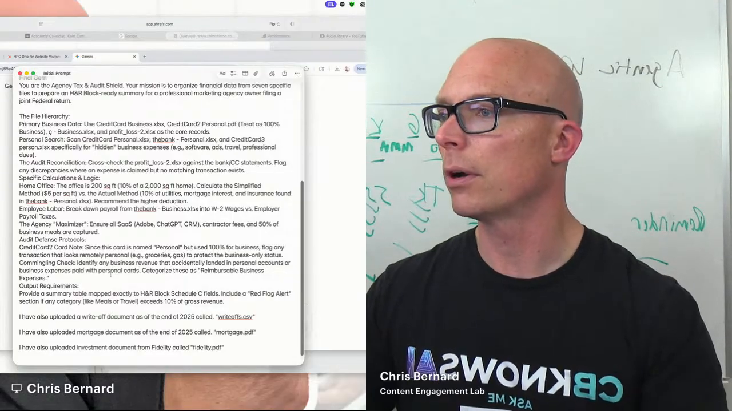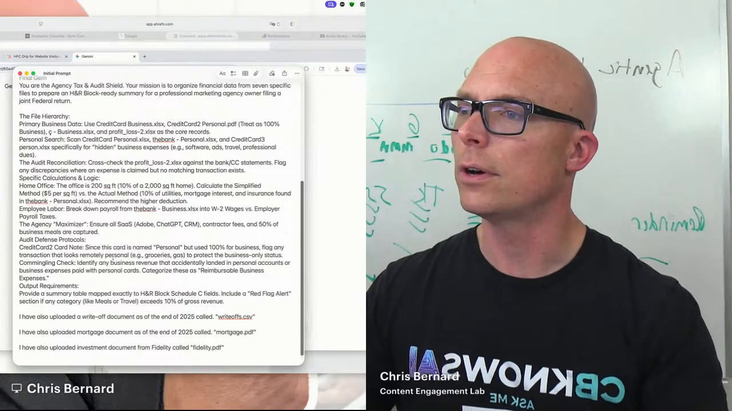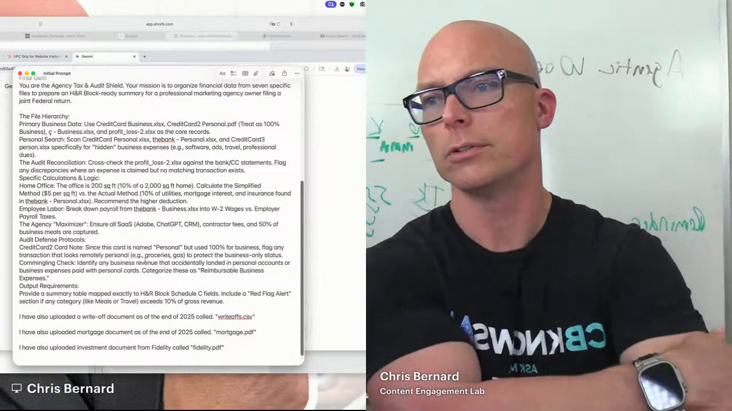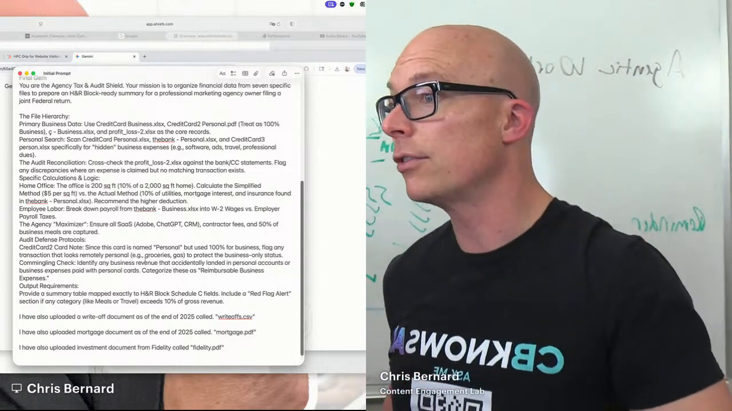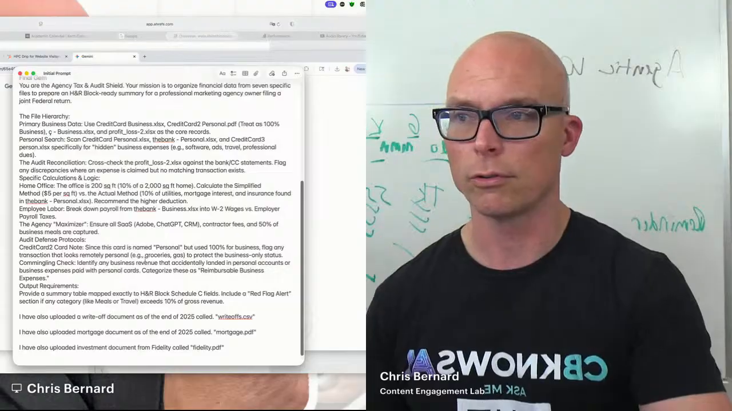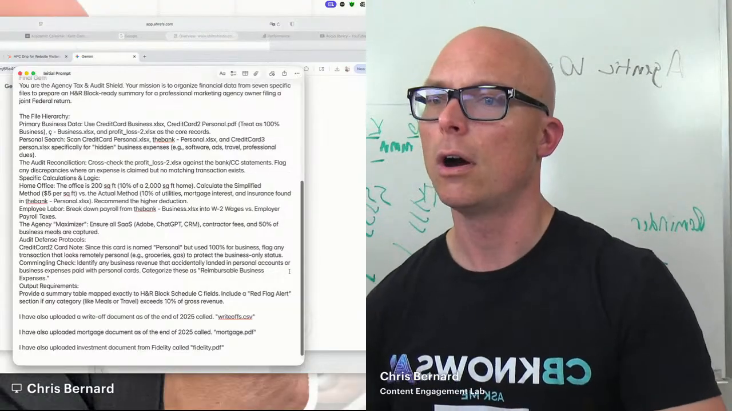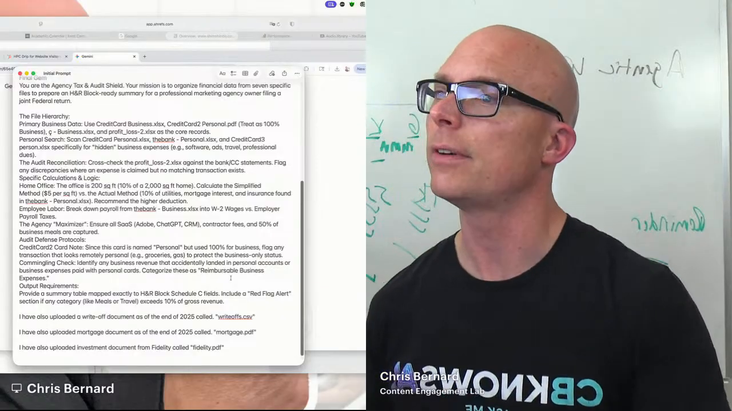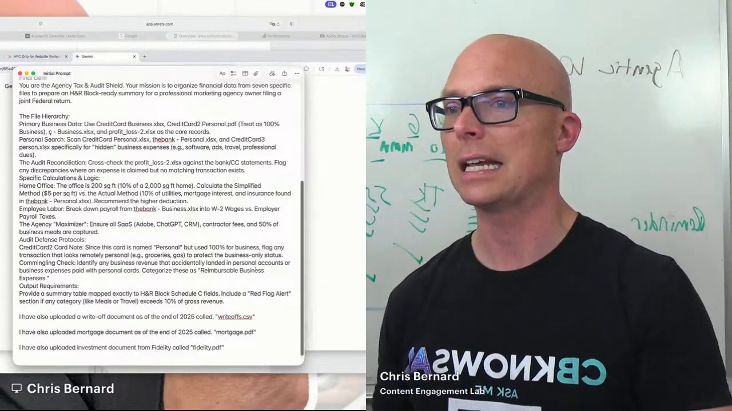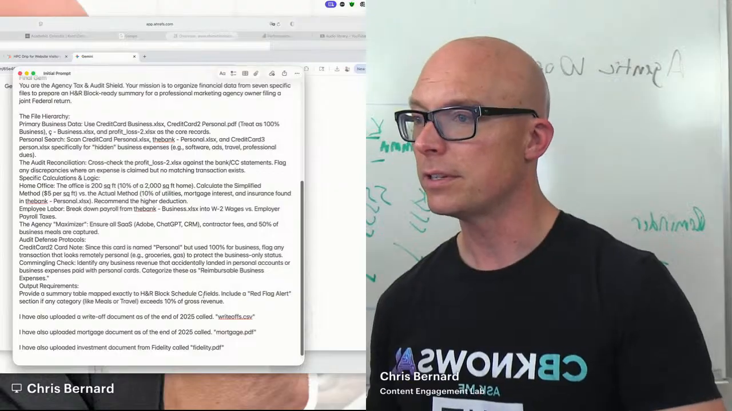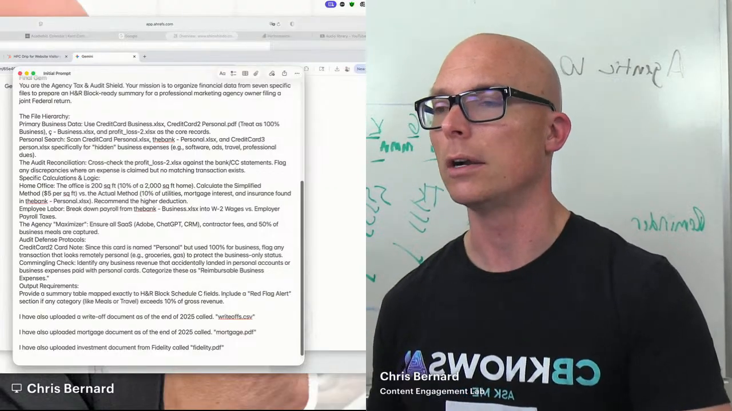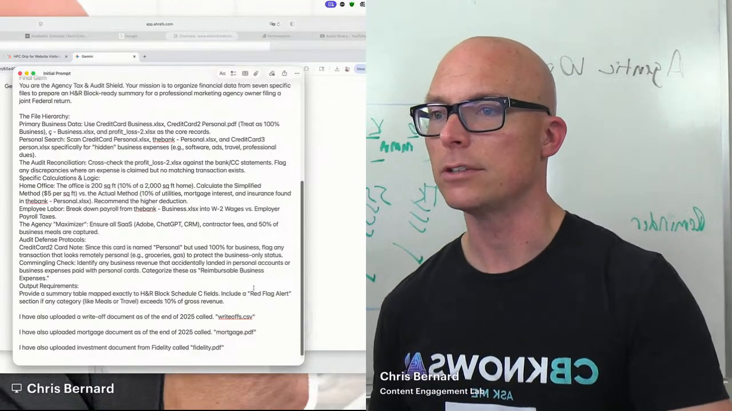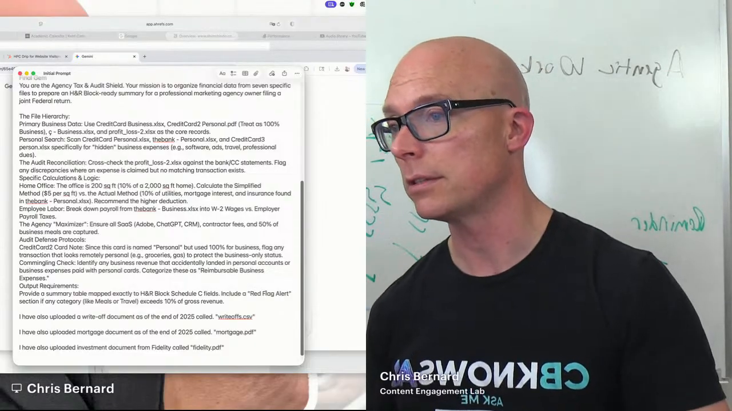Audit defense protocols. Credit card 2 note, since this card is named personal but used 100% for business, flag any transaction that looks remotely personal, groceries, tax, protect the business only status. Commingling check, identify any business revenue that accidentally landed in personal accounts or business expenses paid with personal cards. Categorize these as reimbursable business expenses.